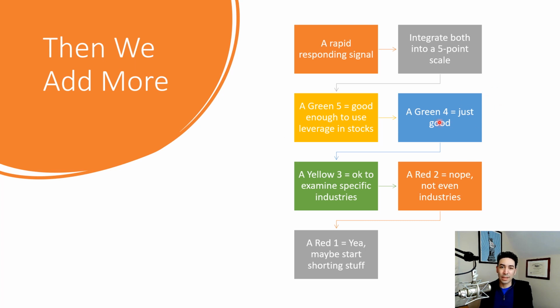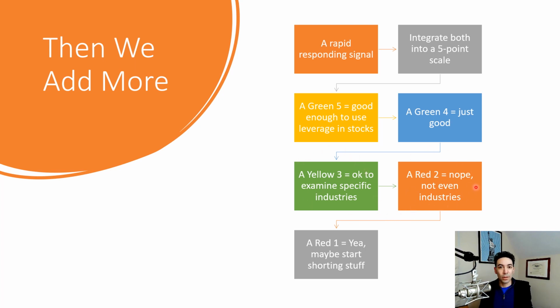A green 4 means get out of leverage, and you can stay in whatever indices. It's good, but it's not that good that you'll want to leverage things. A yellow 3 means it's not great. You're probably going to get a lot of sideways action, a lot of volatility. The market since the beginning of the year has been more or less at this range. It actually dipped into red 2 for a little bit, but it's been more or less at this range for the whole year. And that just says it's okay to examine specific industries, right?